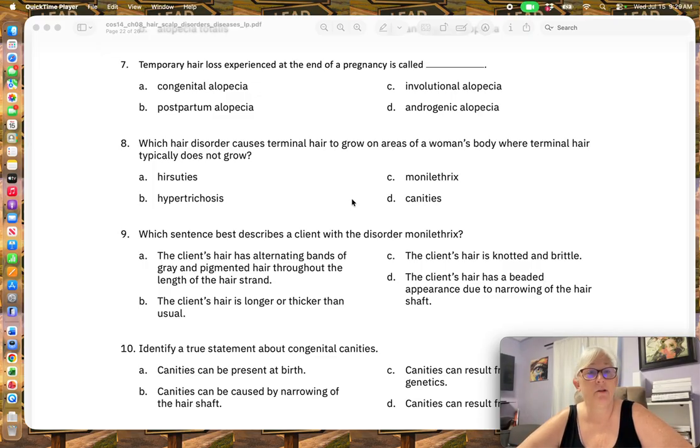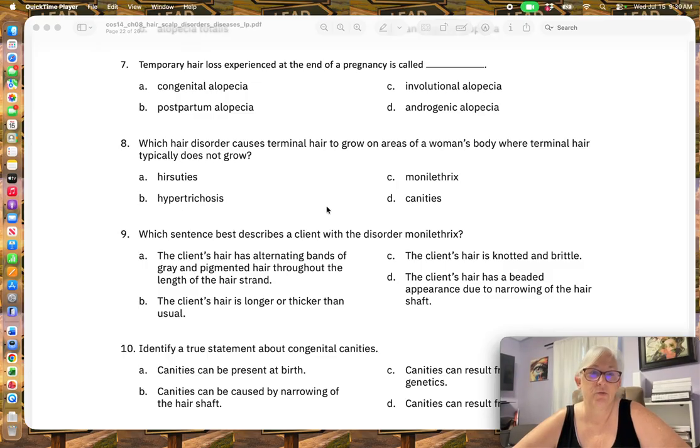All right, number 8, which hair disorder causes terminal hair to grow in areas of a woman's body where terminal hair typically does not grow? Okay, so terminal hair is like your actual hair. We're not talking about lanugo hair or baby hairs or anything like that. We're talking about hair. So where would hair grow on a woman that it doesn't typically belong? What is the name of that?